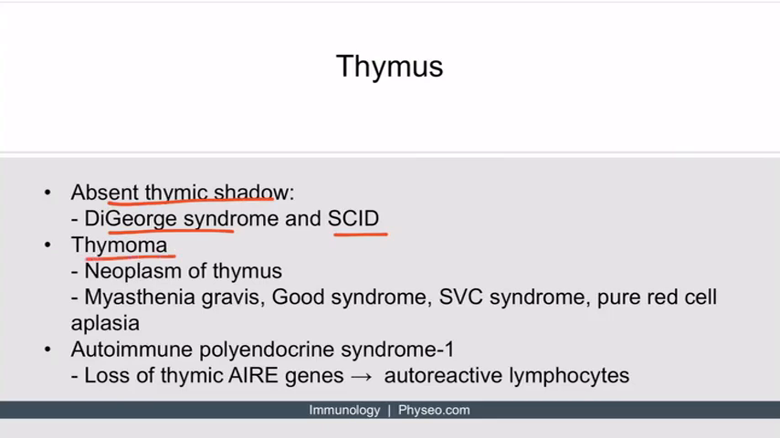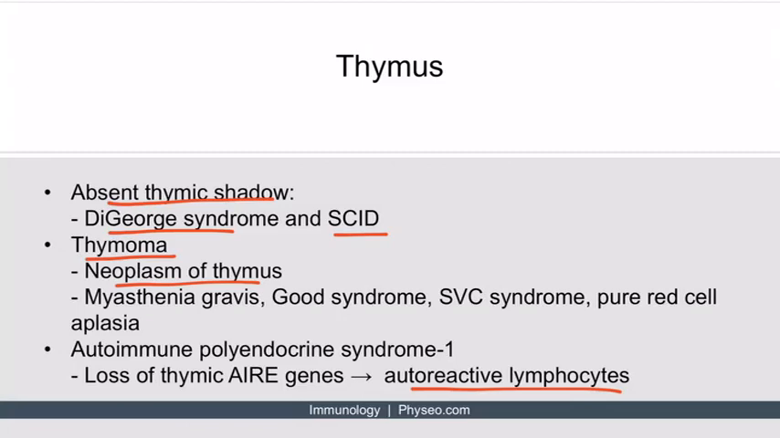A thymoma is a neoplasm of the thymus and is associated with diseases like myasthenia gravis, Good syndrome, superior vena cava syndrome, and pure red cell aplasia. Finally, autoimmune polyendocrine syndrome 1 is associated with a mutation in the AIRE gene present in the thymus. Basically, this mutation results in autoreactive lymphocytes that damage different tissue in our bodies. It's a result of negative selection failure in the thymus. We will discuss the processes of positive and negative T cell selection more in the upcoming videos on T cells.